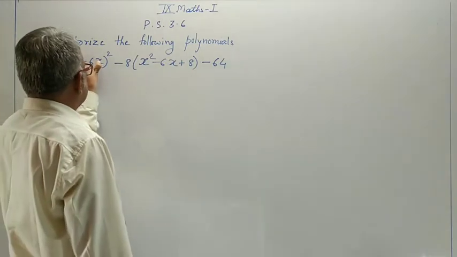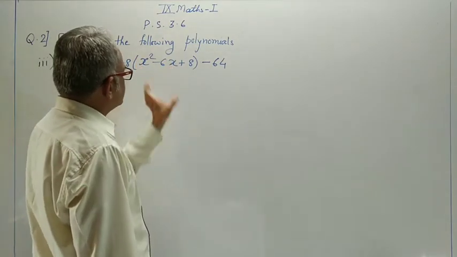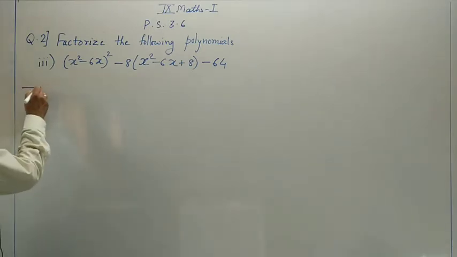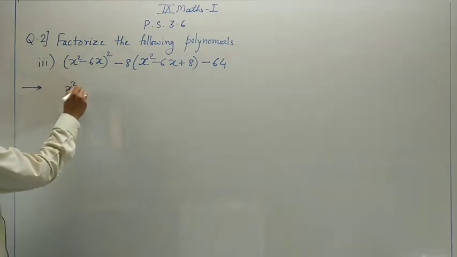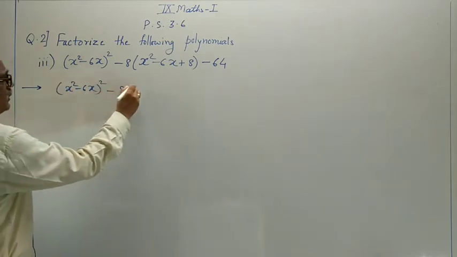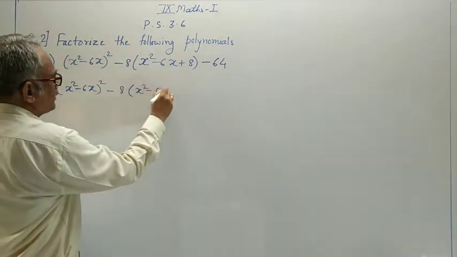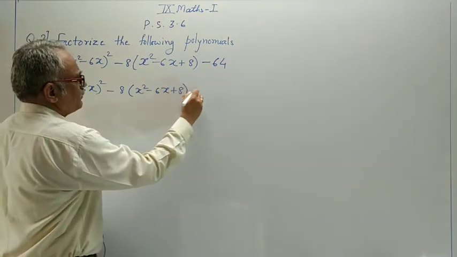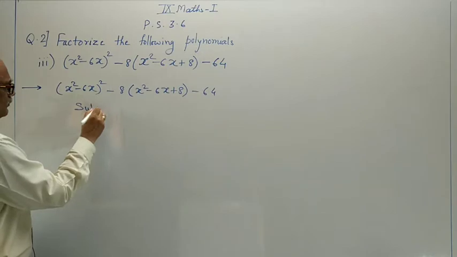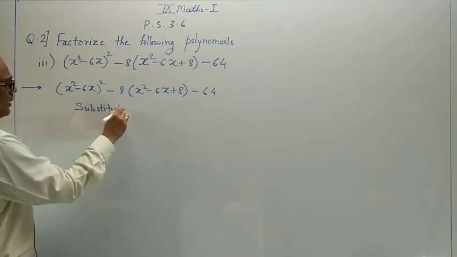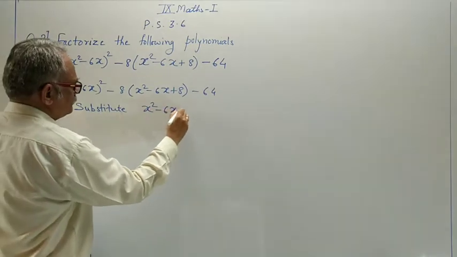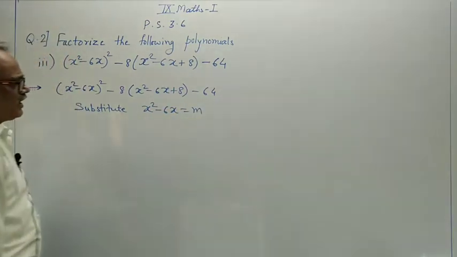For this x² − 6x, assume any other letter. First I am writing the question again in the answer. The substitution method is to be used. Substitute x² − 6x equal to m, any other letter, a or m.